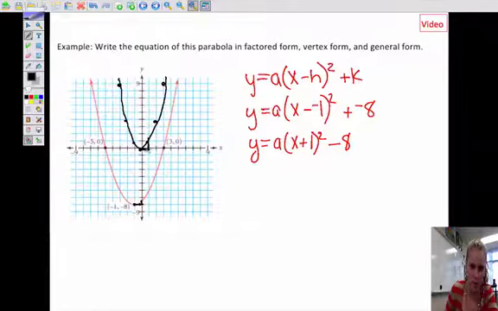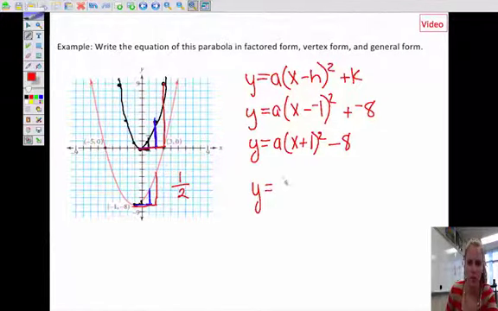Okay? If I move over 2 in my parent function, I go up 4. If I move over 2 here, I go up 2. So I'm seeing that it looks like I have a scale factor of a half. Let's check one more time. If I go over 3, I go up 9. If I go over 3 here, it looks like I go up 4.5. All right, so that means I have a scale factor of 1/2. So my final equation here should be y equals 1/2 times (x plus 1) squared minus 8.